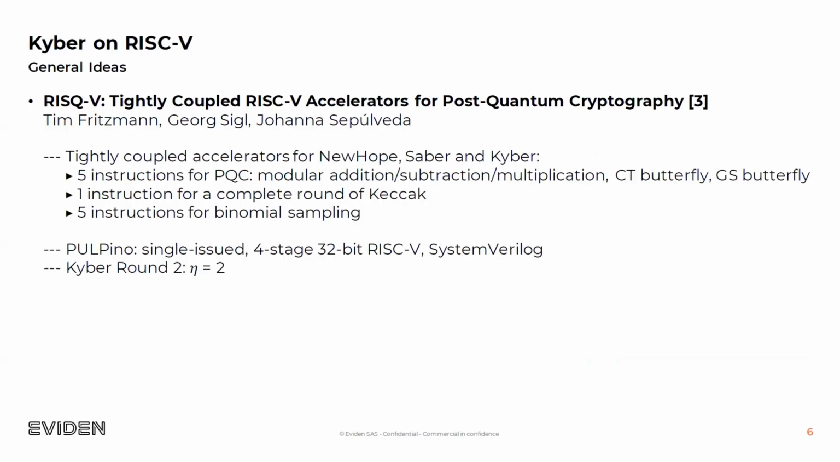And so our implementation of Kyber on RISC-V is inspired by the paper by Fritzmann, Sigl, and Sepúlveda, which is RISQ-V, a set of tightly coupled RISC-V accelerators for post-quantum cryptography. In this paper, they were targeting especially NewHope, and Kyber and Saber were coming just as a second option. Among several new instructions that they added, there are 5 instructions that we are particularly interested in. One for the modular addition, the other for subtraction, multiplication, one for single-cycle Cooley-Tukey butterfly, and another one for Gentleman-Sande butterfly. And there are 5 instructions for binomial sampling, of which only one is for Kyber. At that time, it was eta equals 2.